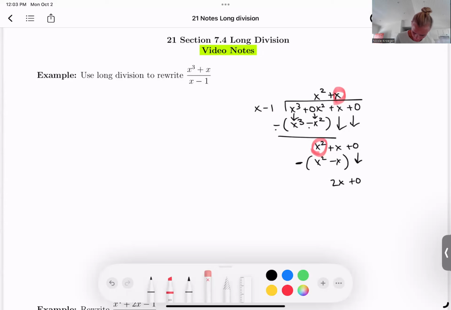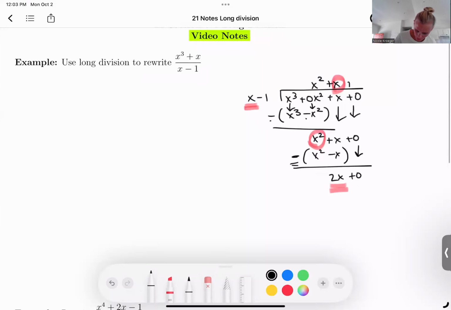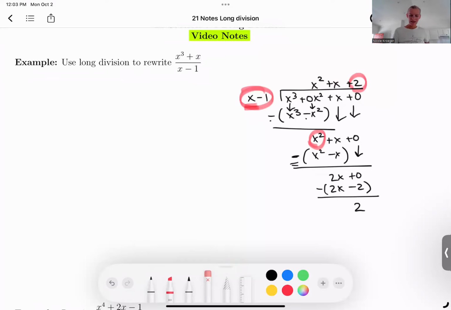And then we repeat the process again. Now I ask myself, what do I multiply x by to get 2x? That's just 2. So I have a plus 2 up here. Now I multiply the 2 by the x minus 1 to get 2x minus 2. And I subtract all of that. So I'm going to get 0 plus 2. So I'm going to get 2 out. Now there is nothing that I can multiply x by to get the 2. So this is just our remainder term.